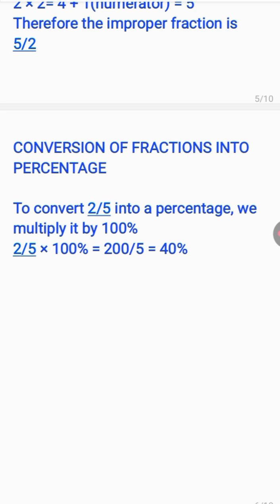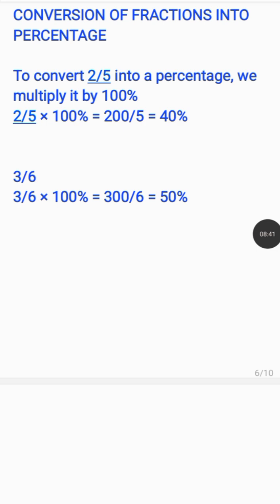Let us look at another example. 3 over 6 is 3 over 6 times 100%, which is 300 over 6, and 300 divided by 6 is 50%. Therefore, 3 over 6 in percentage is 50%.